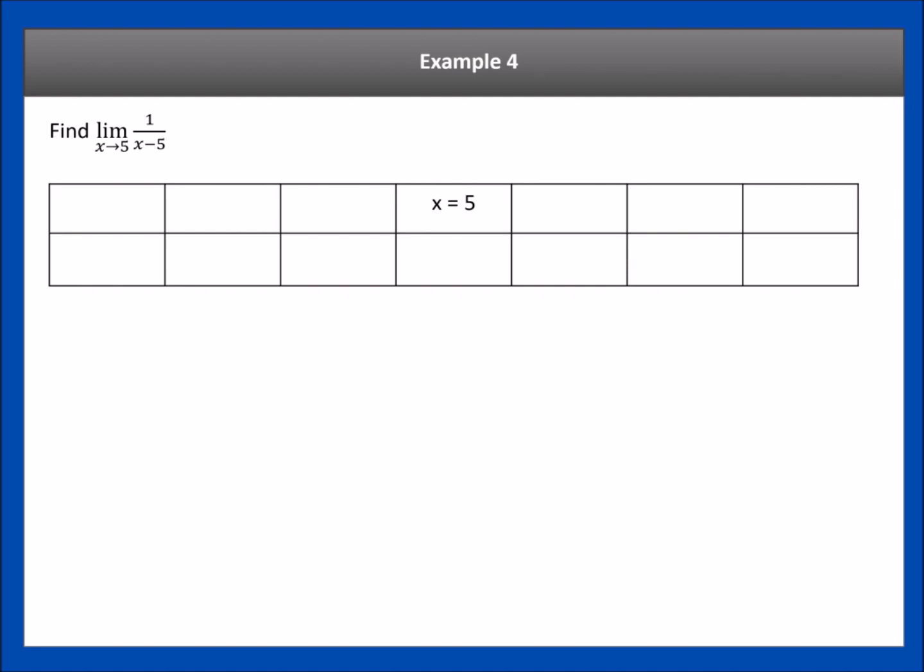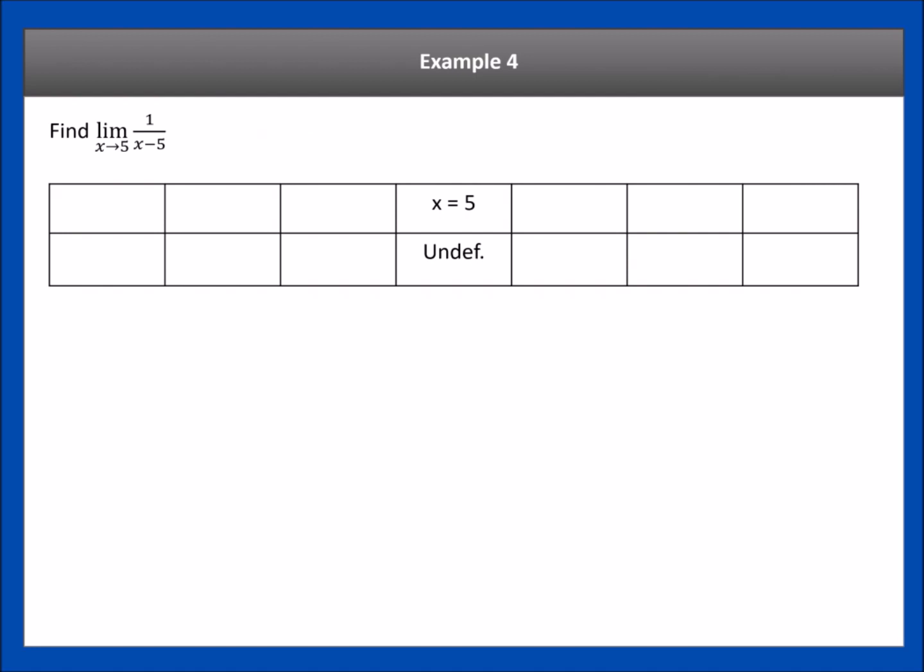We know that if I plug in x equals 5, 1 over 5 minus 5 is 1 over 0. And we know that 1 over 0 is undefined. So division by 0, right? So we have undefined here.